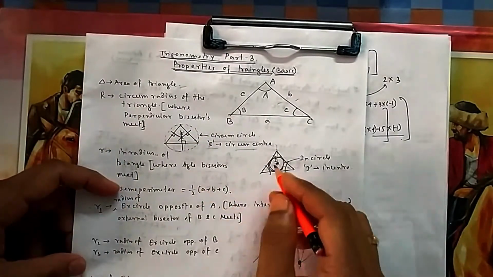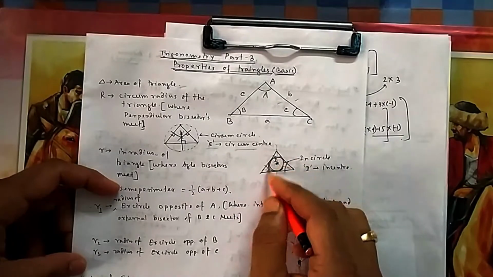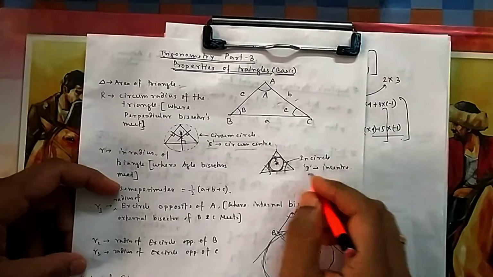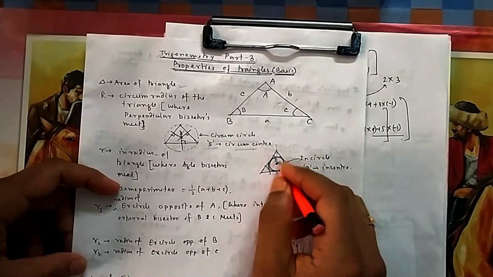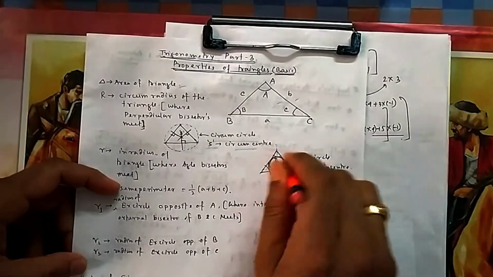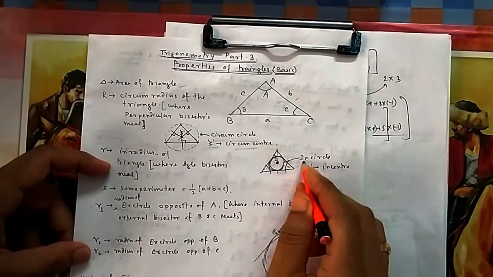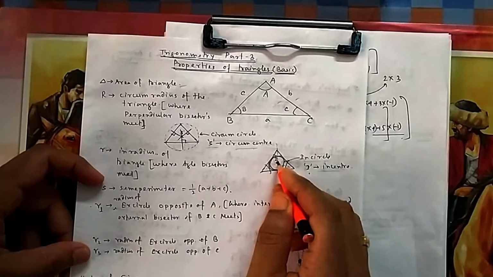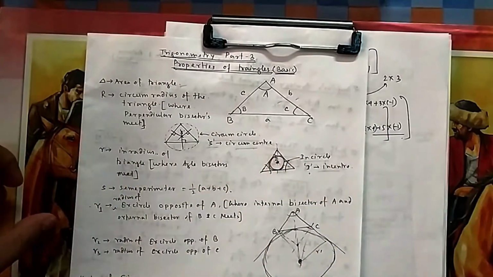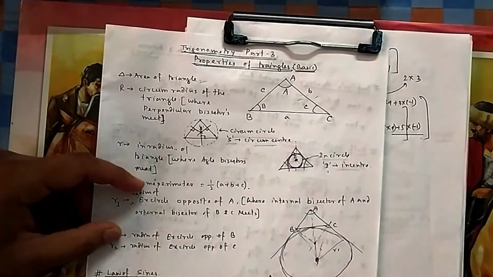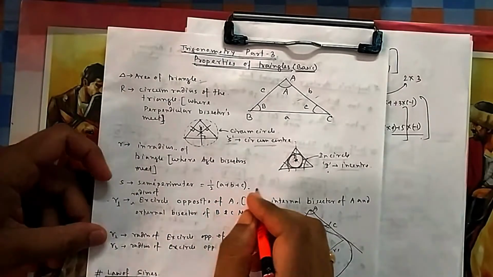Where all the angle bisectors of the triangle meet, that is known as the incenter, denoted by capital I. From that, if you draw a circle, it will touch all the sides internally. That's why it is the incircle. It is inside the triangle. The center is the incenter, and the radius of this circle is small r. Then S is the semi-perimeter, which is half of a plus b plus c.